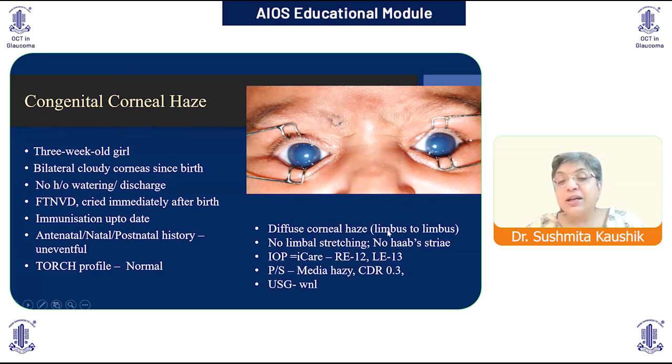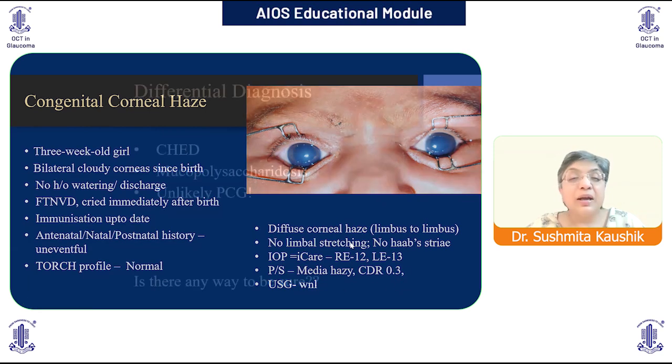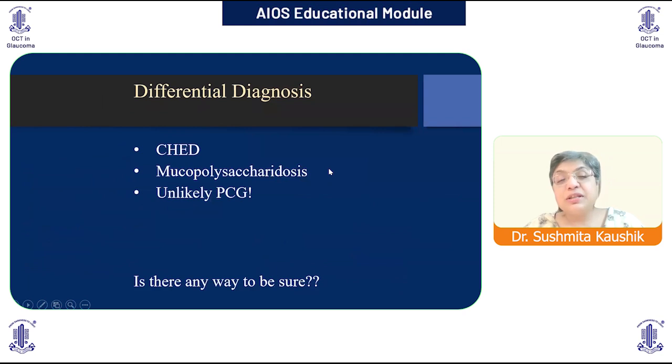So on examination, she has a diffuse corneal haze. There's no limbal stretching. The IOP is 12 and 13 on iCare, but of course she has corneal edema. But even through the hazy media, we could see a 0.2 to 0.3 cup-to-disc ratio, which is a little larger for a 1-month-old girl, but the ultrasound was normal as well. So the differential diagnosis of this is congenital hereditary endothelial dystrophy or mucopolysaccharidosis, but unlikely to be PCG because we really didn't see any other signs except for this diffuse corneal haze.